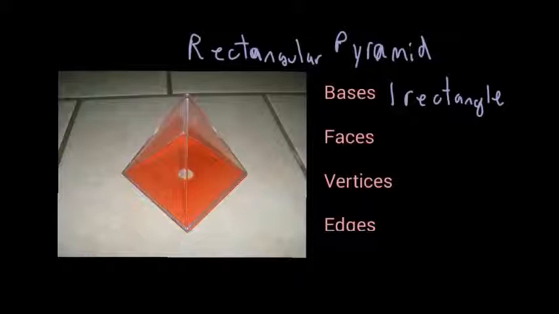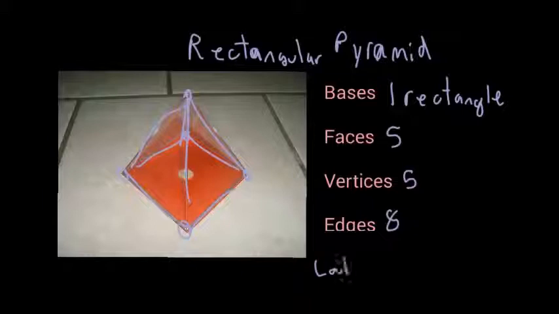So our faces, we have one base for a face and then 4 sides, so that makes 5 faces. Vertices, we have 1, 2, 3, 4, 5 vertices. And then edges, we have 1, 2, 3, 4, 1, 2, 3, 4, so that makes 8 edges. And then our lateral sides equals 4, because we have 4 triangles on there.